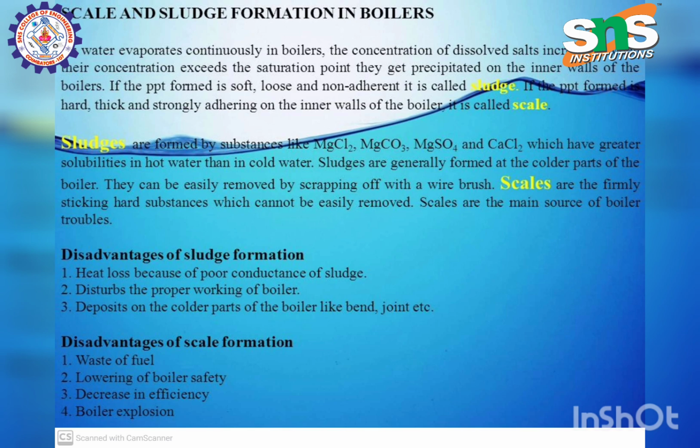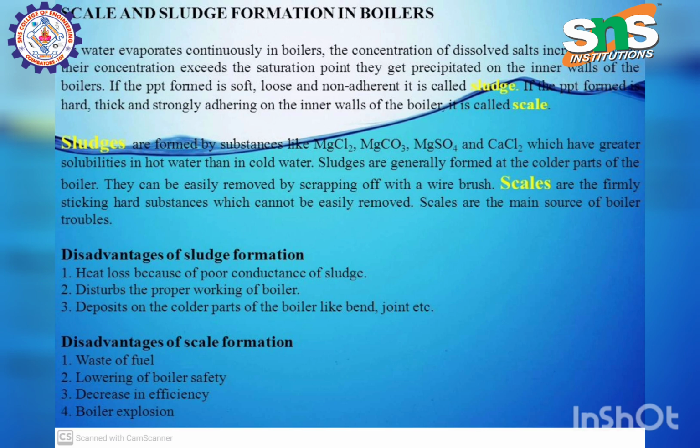Next we move on to priming and foaming, also called carryover. During the production of steam in the boiler, due to rapid, sudden boiling, some droplets of liquid water are carried out along with steam. The steam containing droplets of liquid water is called wet steam. These droplets carry with them some dissolved salts and suspended impurities. This phenomenon is called carryover. It occurs due to priming and foaming.